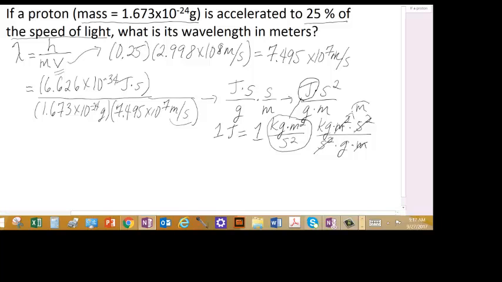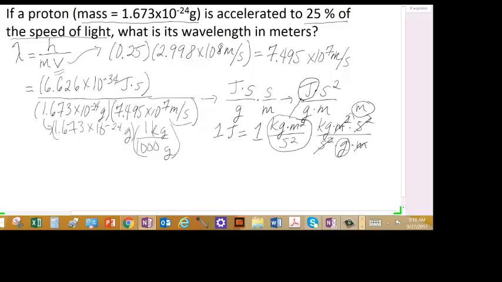So we can get to units of just meters, which is a unit that makes sense for wavelength, if we convert the mass of the proton to kilograms. Then those units of mass can cancel. So let's do that as part of our equation. What we're going to do is say 1.673 times 10 to the negative 24 grams, and we're going to multiply that by the conversion factor that says there are 1,000 grams in 1 kilogram.